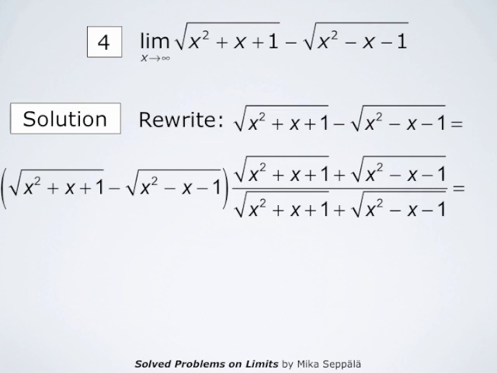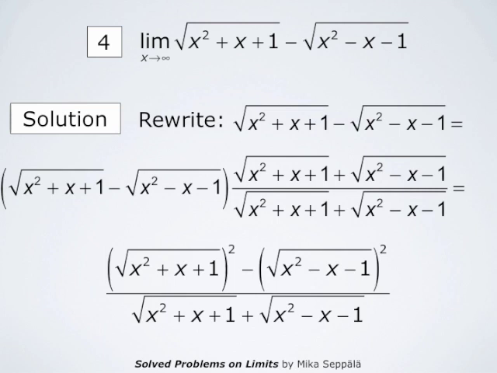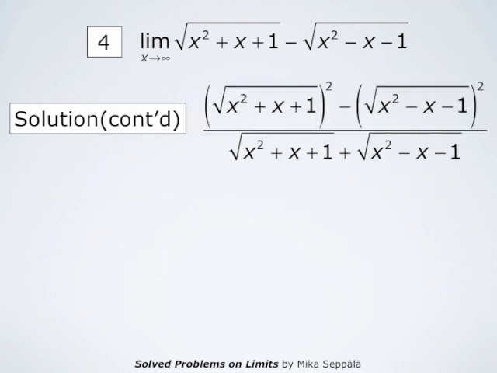However, in the numerator we have the difference of the square roots times the sum of the square roots. This is just the first square root squared minus the second square root squared, and that has to be divided by the sum of the square roots. So we have found the rewriting for the expression for which we have to compute the limit. That expression is simply the square root of x squared plus x plus 1, squared, minus the square root of x squared minus x minus 1, squared, divided by the sum of the square roots.